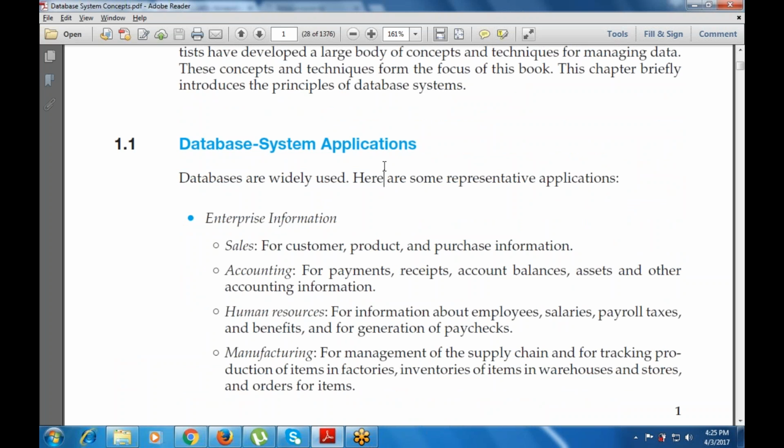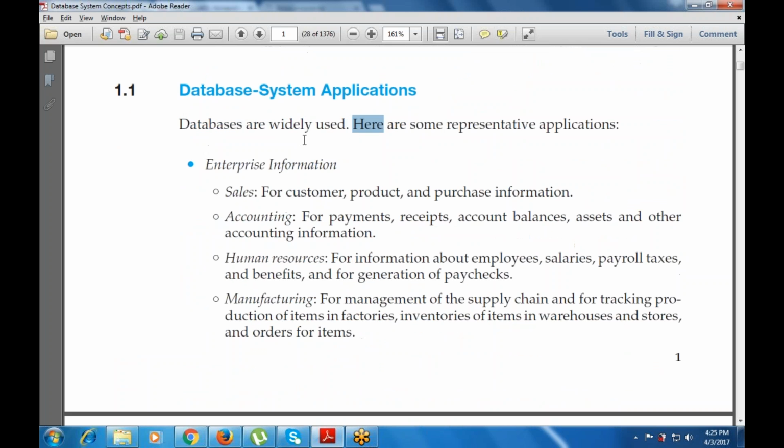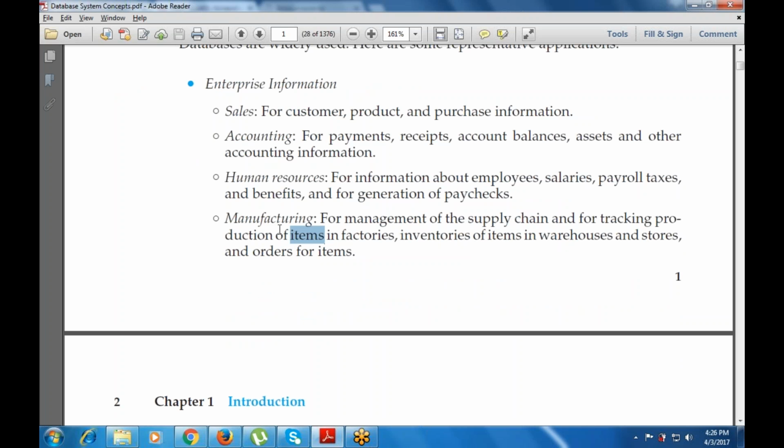Next, database system applications. One is enterprise information, which includes sales, accounting, human resources, and manufacturing. Sales covers customer, product, and purchase information. Accounting covers payments, receipts, account balances, assets, and other accounting information. Human resources covers information about employees, salaries, payroll taxes, and benefits. Manufacturing covers the supply chain, tracking items in factories, inventories of items in warehouses, and orders for machines.